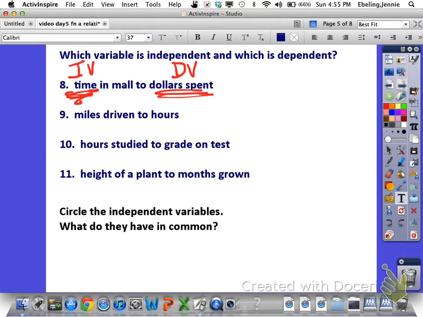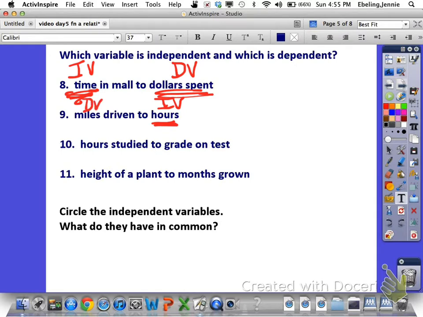And number 9, miles driven to hours. Well, on this one, as the hours go by, I'll have driven further and further and further. So my miles depends upon my hours. So my hours is my independent variable, and my miles is my dependent variable.